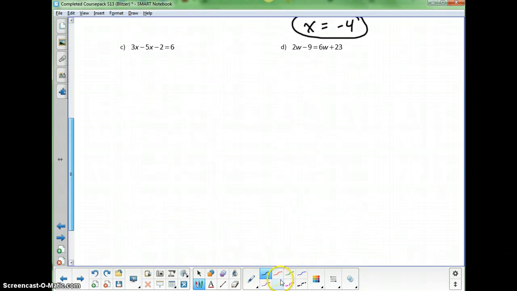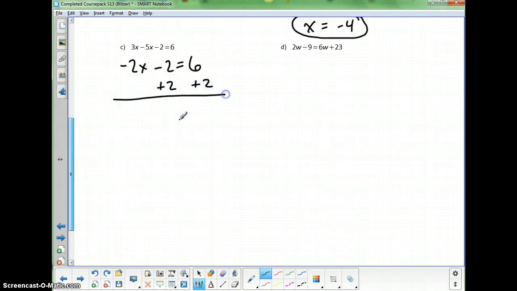Okay, I notice on part C that I have like terms that need to be combined. So 3x minus 5x is negative 2x. Minus 2 equals 6. They're already on the same side, so I just subtract them like it says. Now, this 2, I want to move to the other side. When I'm moving it to the other side, I need to use the opposite operation. So I'm going to do the opposite of subtraction, which is addition. So I'll get negative 2x equals 8.